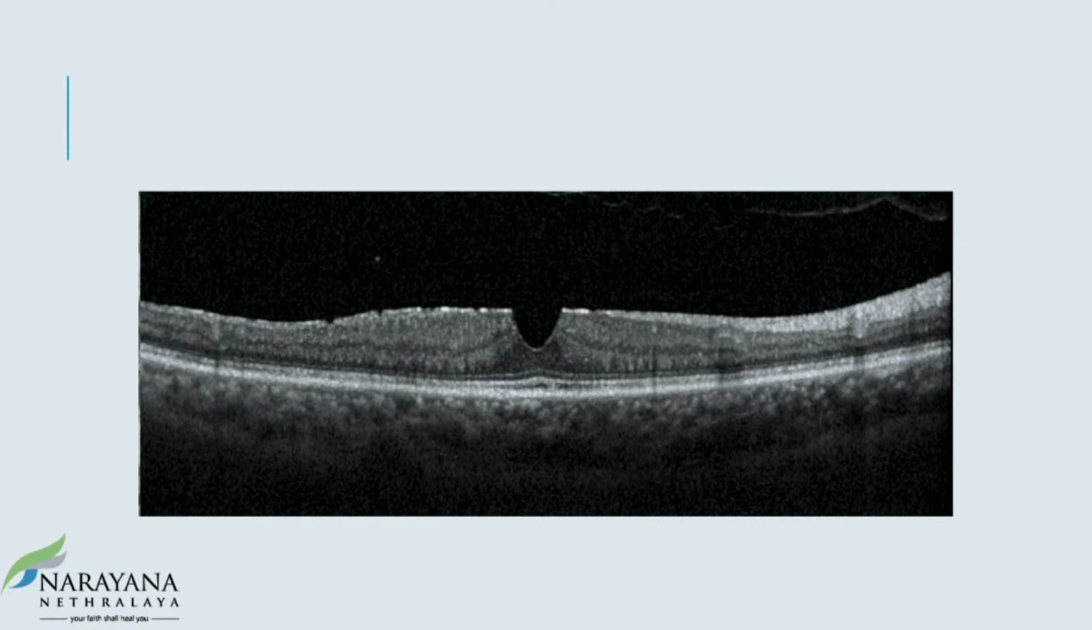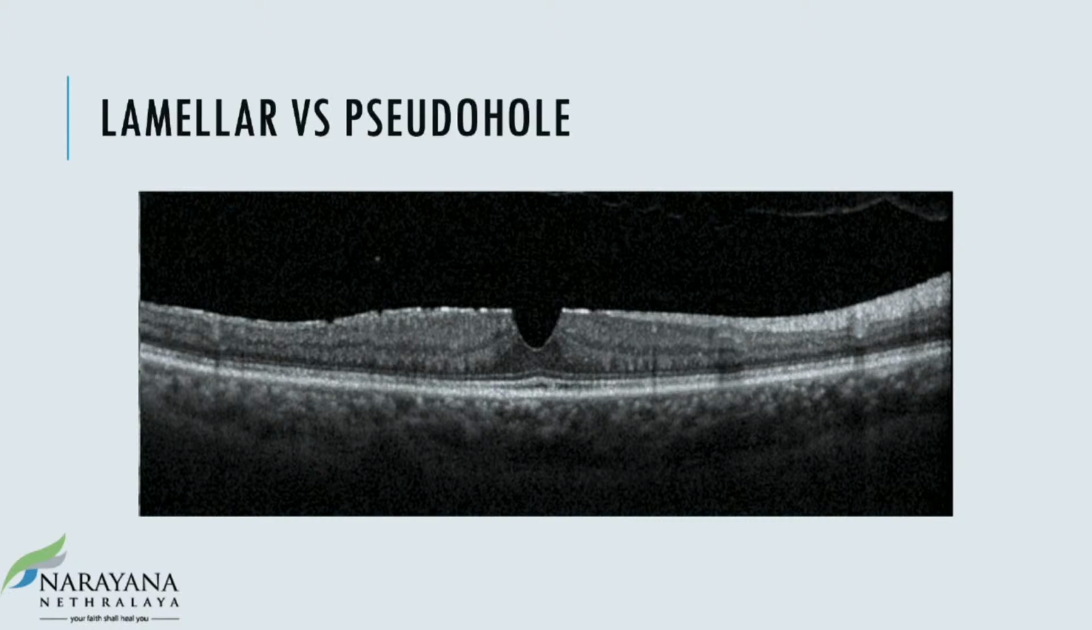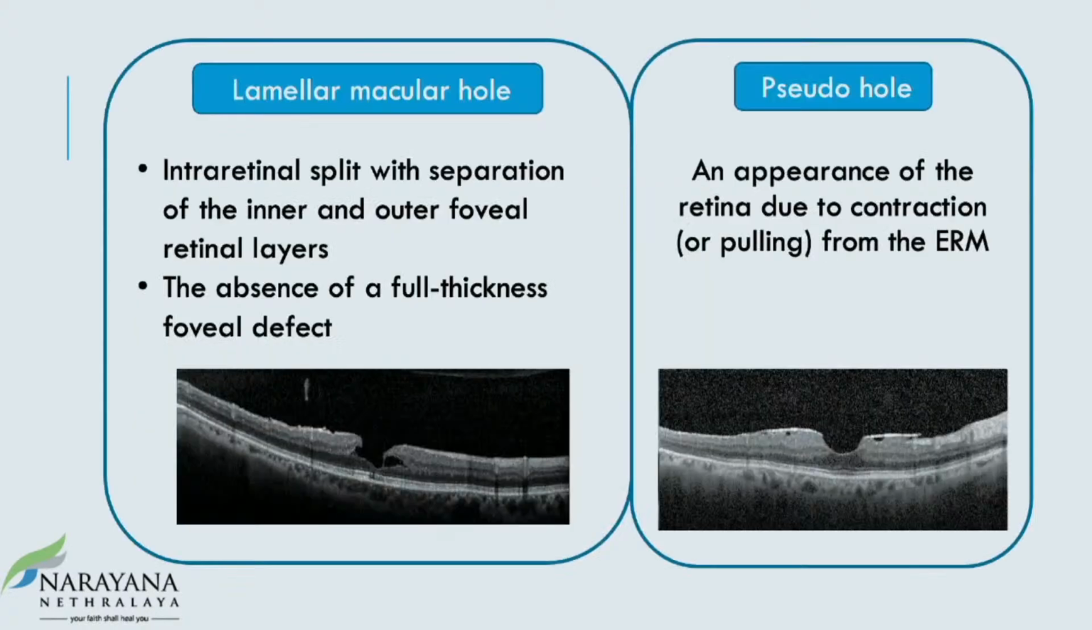That is the most important thing in pseudo hole. So, you have a lamellar hole versus a pseudo hole. These are again some of the differences between the two. There is intraretinal splitting with separation of the inner and outer retinal layers also at the fovea in a lamellar macular hole, as you can see in that picture there. But there is no full thickness foveal defect.